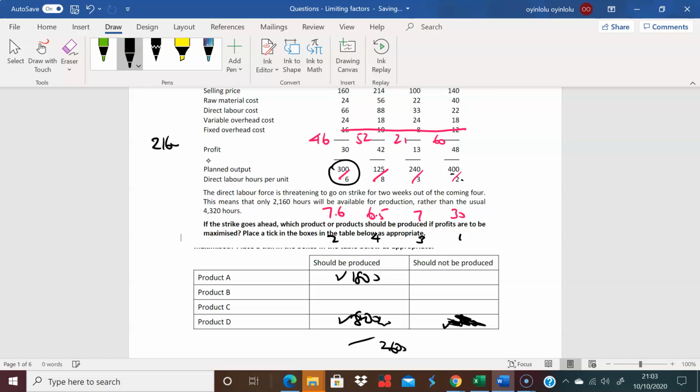I only have 2,160 hours available. So this is what I can do. I can make A and D, but I can't make B and C. And that's question 1. So the whole point is find the one with the greatest contribution per limiting factor, and then rank them based on who's giving you the highest contribution per limiting factor. Okay, let's go to the next question.